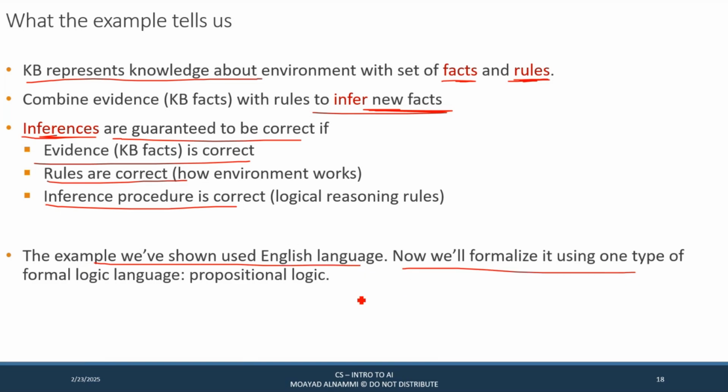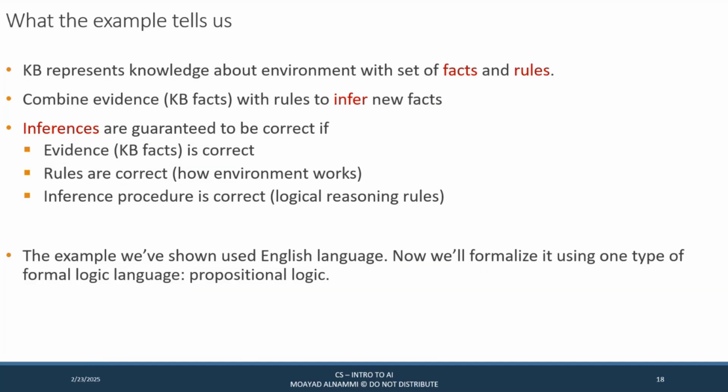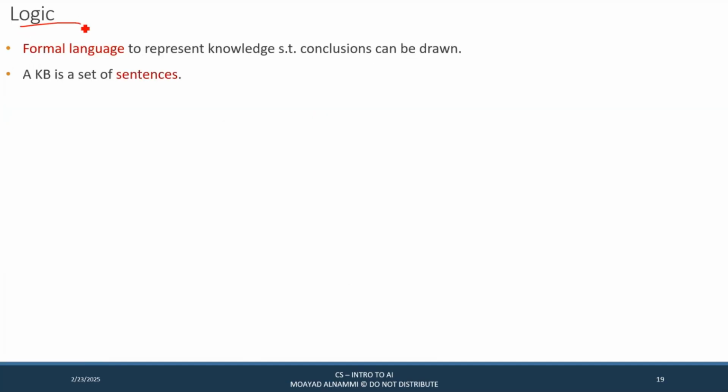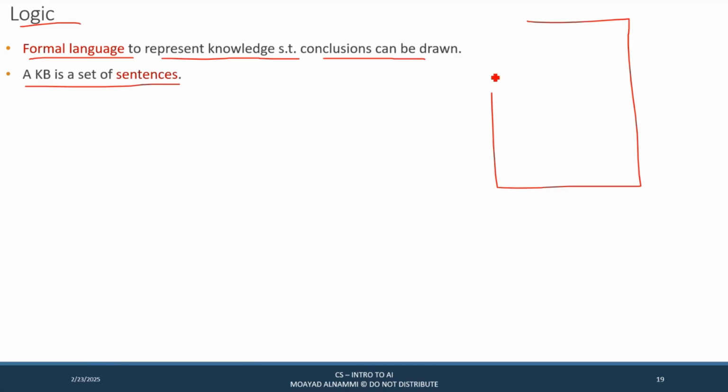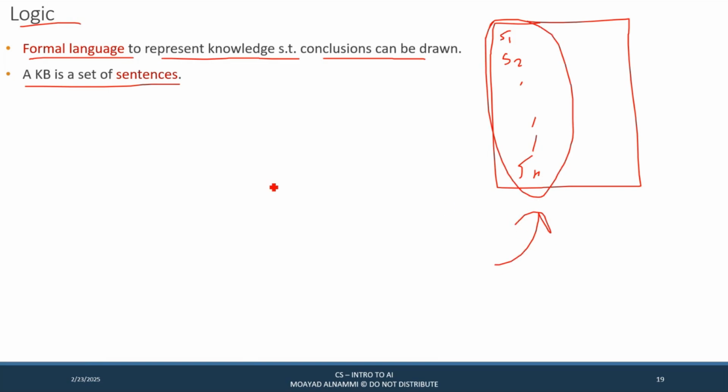So now let us formalize it using one type of formal logic language, which you've already taken in previous classes, called propositional logic. So what is logic? Logic is a formal language to represent knowledge such that conclusions can be drawn. A knowledge base is a set of sentences. That is what a knowledge base is. So when we have a knowledge base, it is just a set of sentence 1, sentence 2, all the way up to sentence K. And when you infer new facts, you use these sentences to add more sentences to your knowledge base.